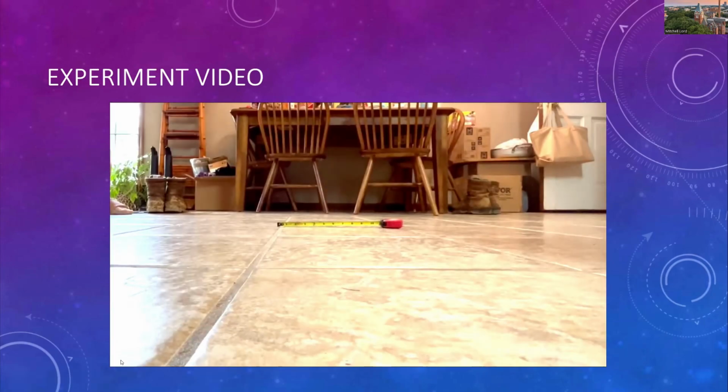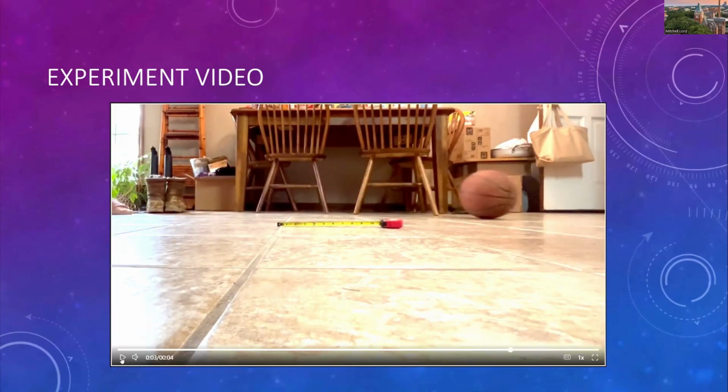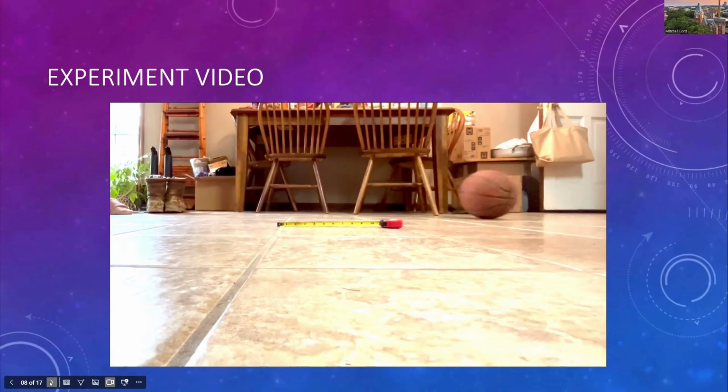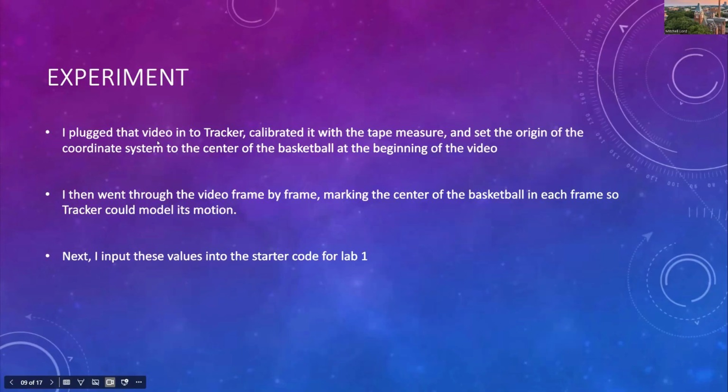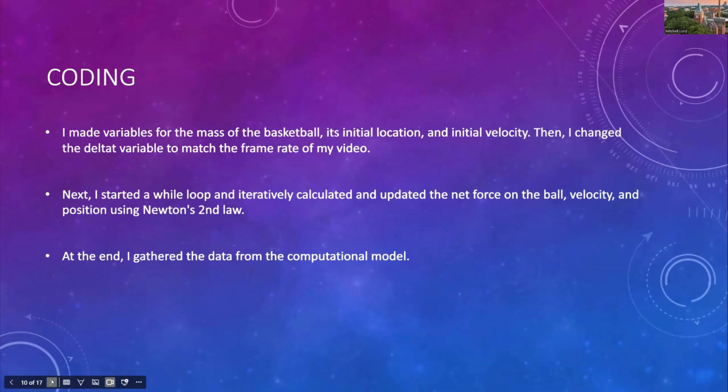Here's the actual video. So I then plugged that video into Tracker, calibrated it with a tape measure, and set the origin. I then went through frame by frame, marking the center so Tracker could model its motion. And then I took some of the values from Tracker and input them into GlowScript.